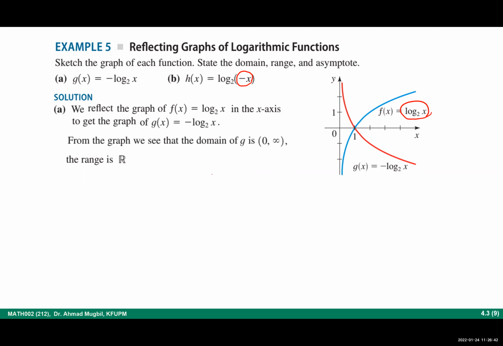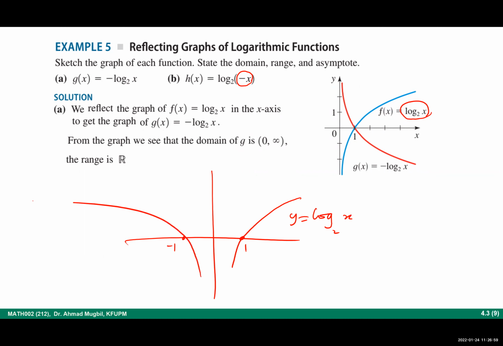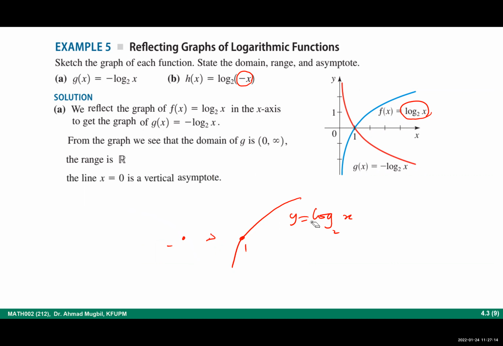So now let's focus on this. We said we will start with the graph of y equals log 2 of x. Then we will reflect it in the y-axis. So this point that is here at 1 will be at negative 1. The graph will be like this. This is the reflection in the y-axis. It is clear for this graph that the domain is all the negative values of x. For the range, all the real numbers. The vertical asymptote is still the same. Excellent.